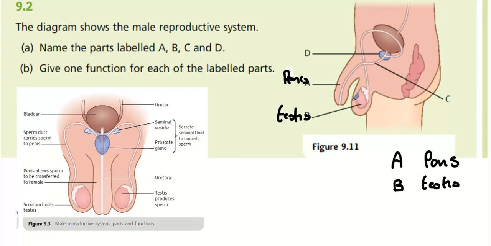C, we can see here, is the sperm duct. So C is the sperm duct. And D happens to be the prostate gland. I just saw prostate there, spelled for me, and I spelled it wrong anyway. Prostate gland.